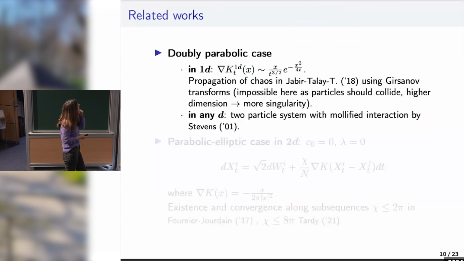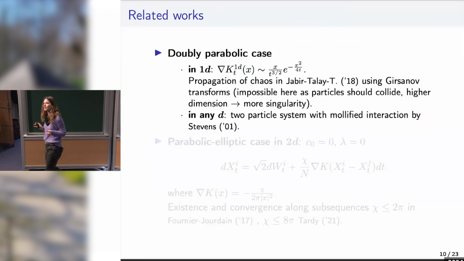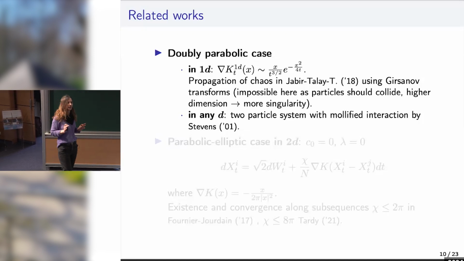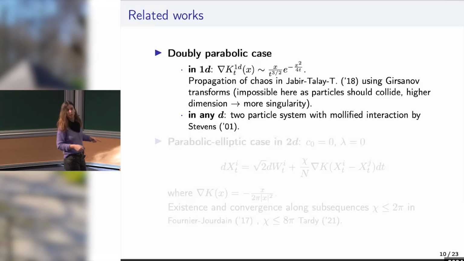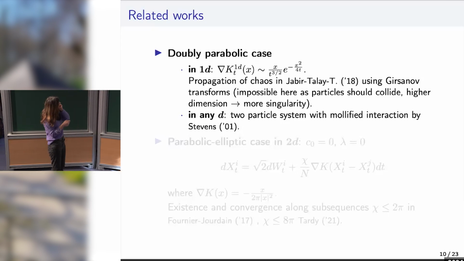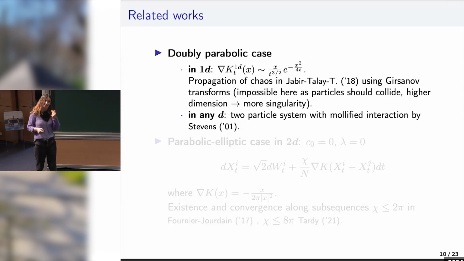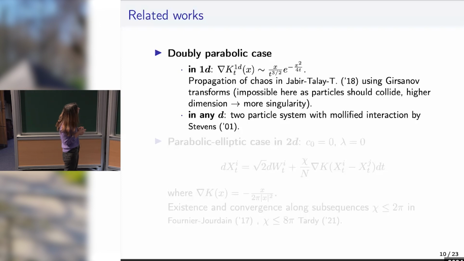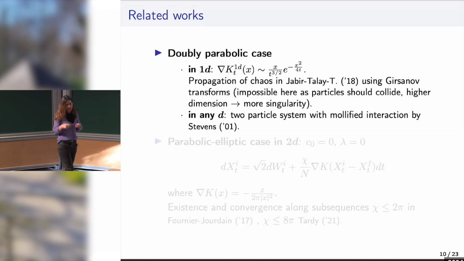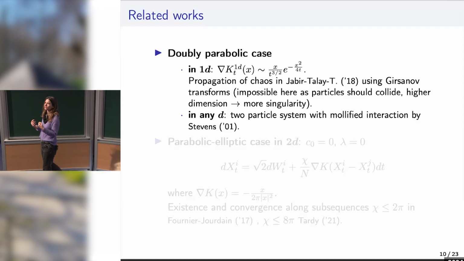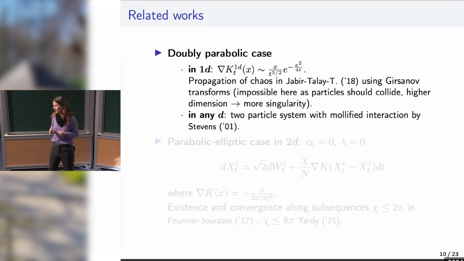Okay, so some things about the literature. I'll just mention here some papers that are directly related to the techniques of the proof, or to the doubly parabolic case. In the doubly parabolic case, in dimension 1, I worked on this problem as well, and it's still singular, but less singular in dimension 1. Still it's singular because it's of order 1 over t. And we actually got the existence for the particle system and the propagation of chaos using some interesting Girsanov transforms.